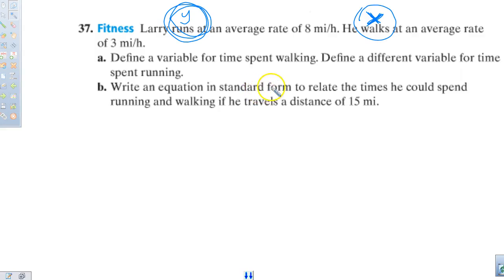Let's see. That would work. So you're giving me a possible answer. I just want the equation right now. Very good. That's perfect. So we have 3x, so 3 miles per hour for walking, plus 8y equals 15. We want to go 15 miles altogether.